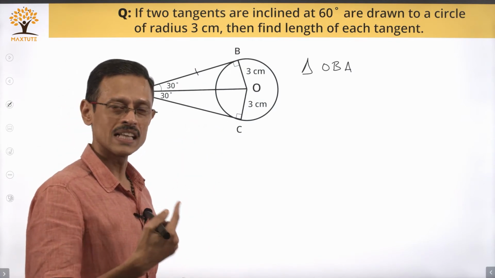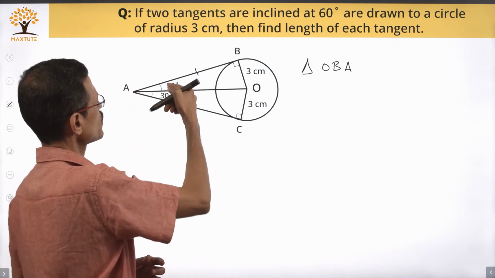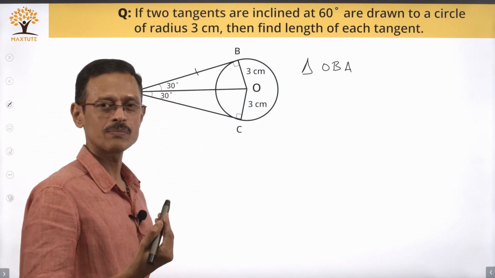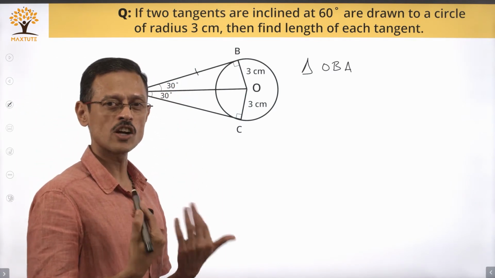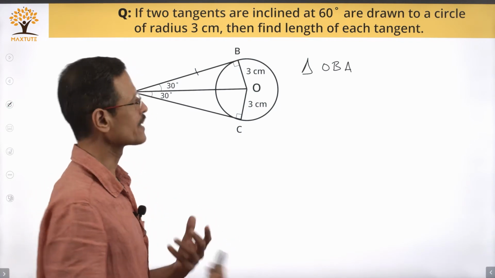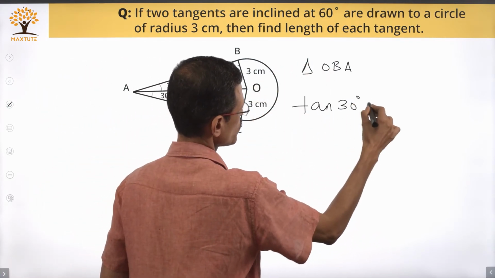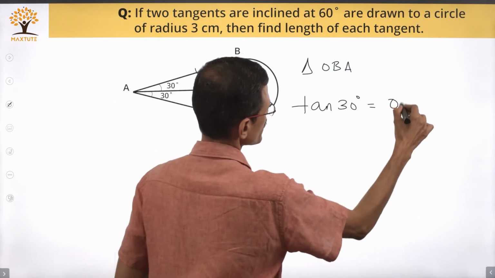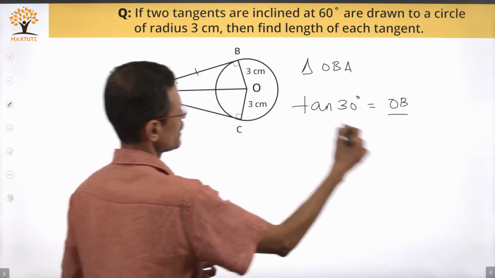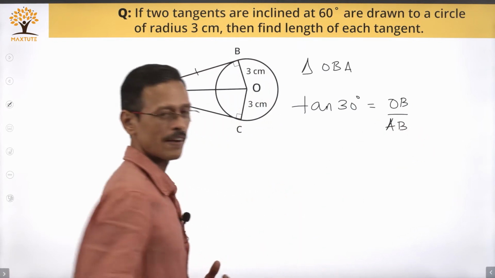The tangent whose length we are trying to find out, AB, is the side closest to this angle. So it is the adjacent side. Opposite side, adjacent side, which trigonometric ratio will be used? We'll be using tan. So in triangle OBA, tan of 30 degrees is equal to the opposite side OB divided by the adjacent side AB. AB is the measure that we are trying to find out.